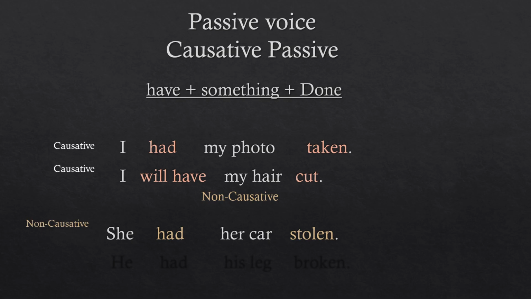The only difference is the last two, in spite of having the same structure, are considered non-causative. Why? For instance, in this example, she had her car stolen. She's not the cause that her car is stolen, or he's not the cause that his leg is broken. The meaning just clarifies which one is causative and which one is non-causative.